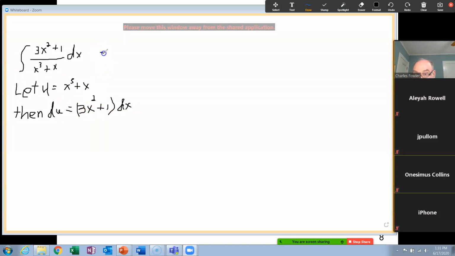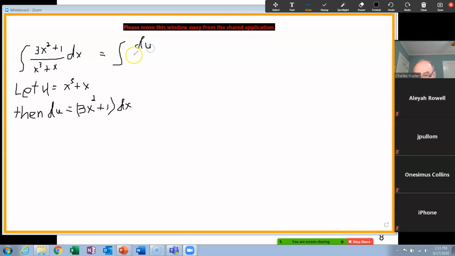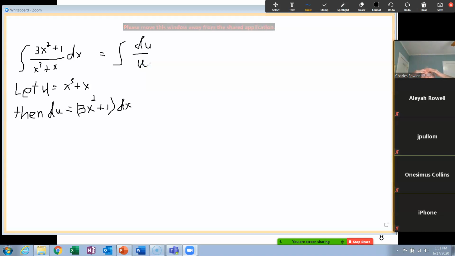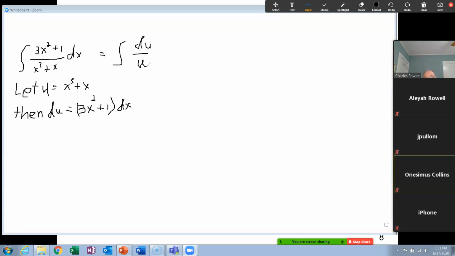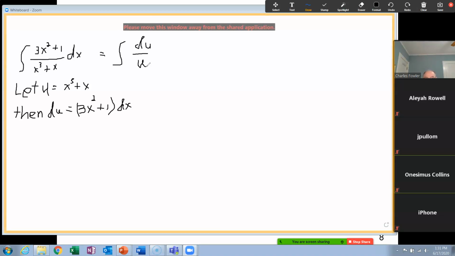So this integral, and it's an indefinite integral, just goes directly to being du over u. Okay, I'm sorry, I got to thinking about something else, wondering where my limits are. There weren't any limits on this one. This is indefinite.